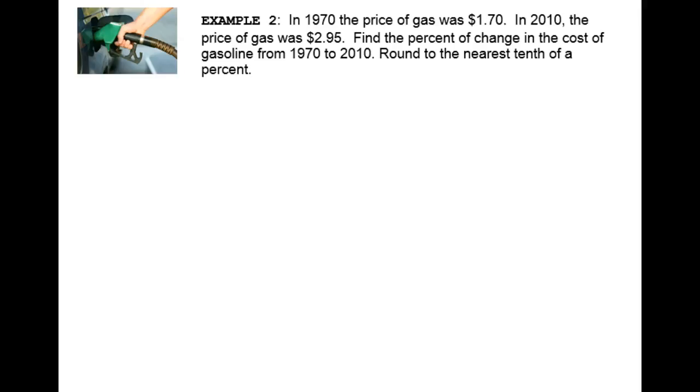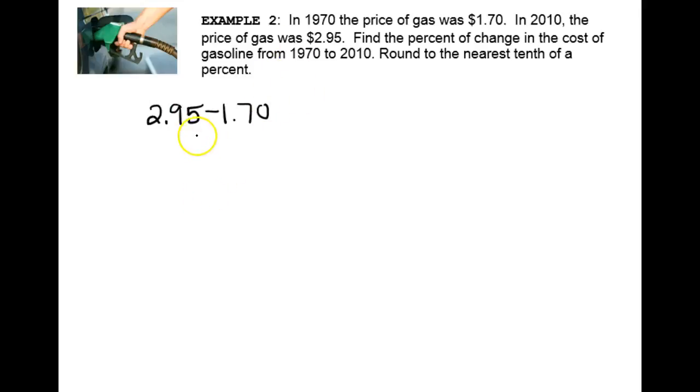All right, let's try another one. In 1970, the price of gas was $1.70. In 2010, the price of gas was $2.95. Find the percent of change in the cost of gasoline from 1970 to 2010. Round to the nearest tenth of a percent. So I know that this is an example of percent of increase because the price of gas is increasing from 170 to 295. So to figure out that amount that it's increasing, we're going to find the difference of the two numbers.